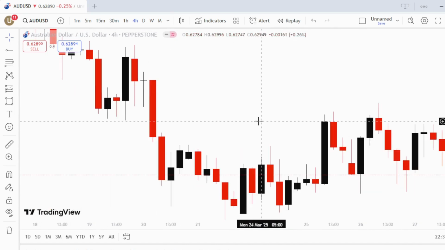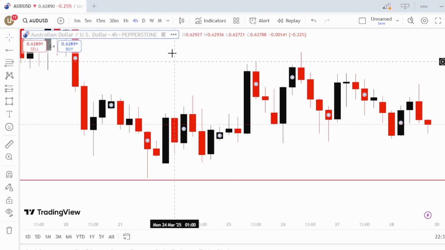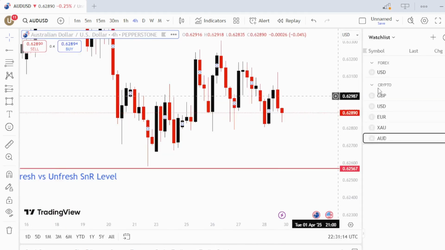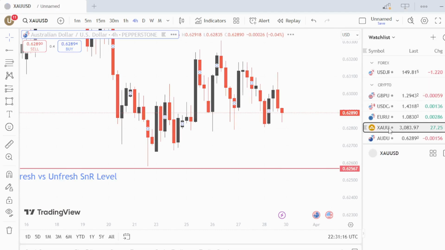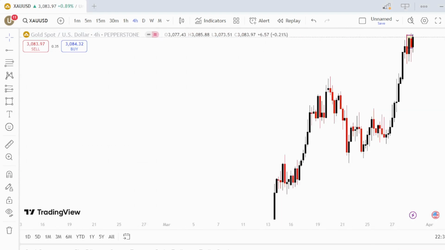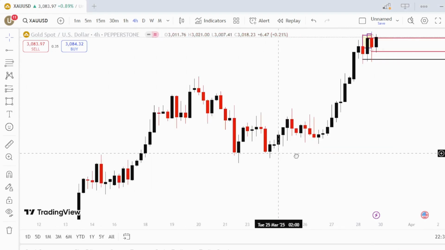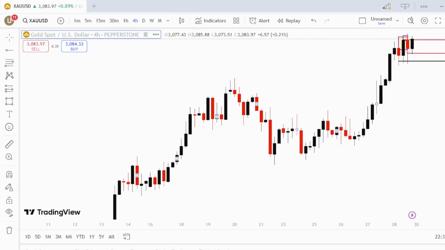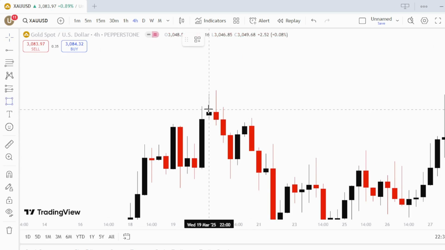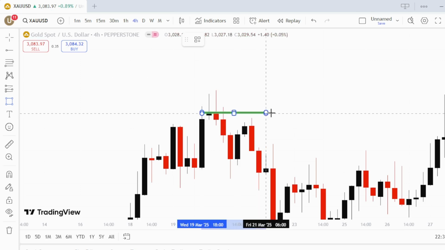So don't forget that, okay, let me move to gold. Of course, this thing works across all instruments you can think of. Now, this is an SNR level. This particular one, you see a bull candle followed by a bear candle. This is the SNR level.